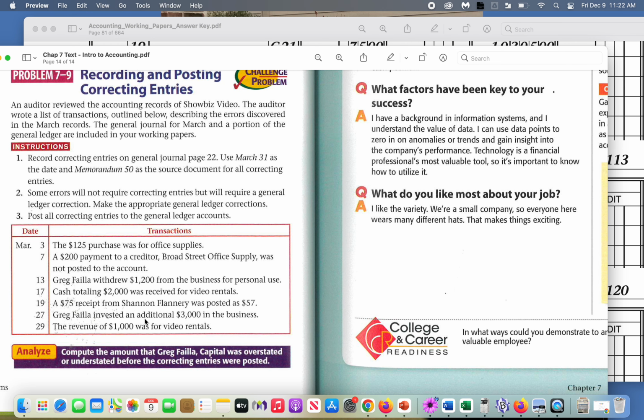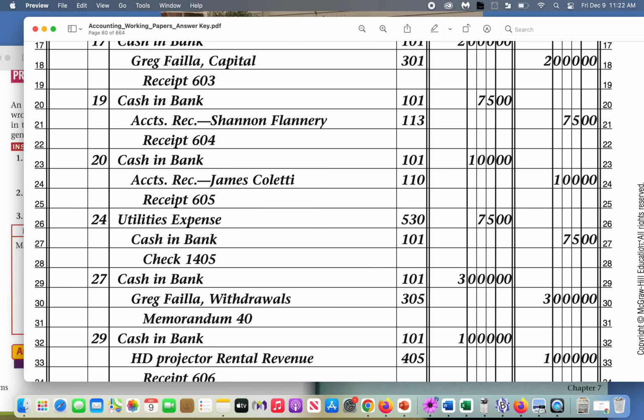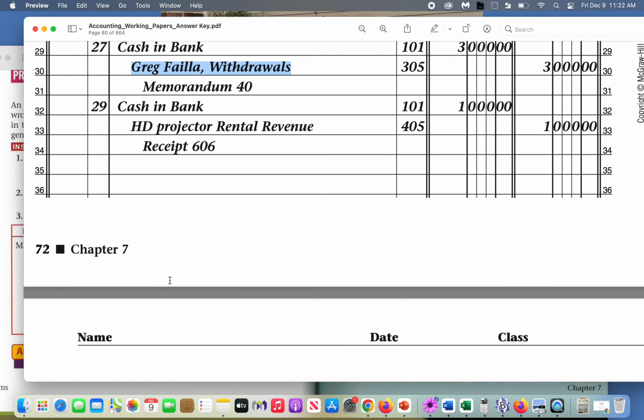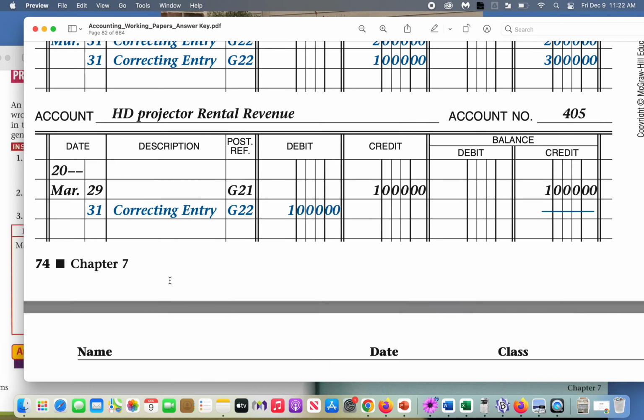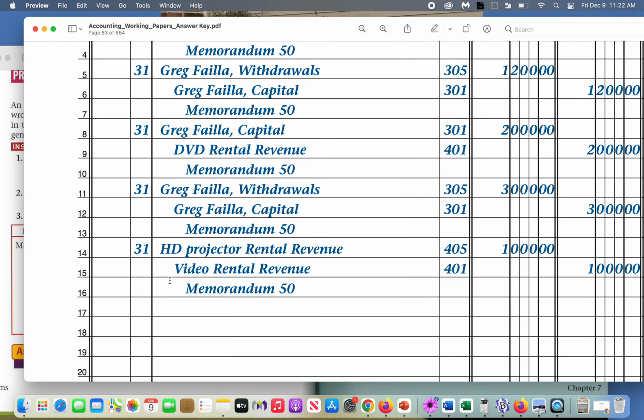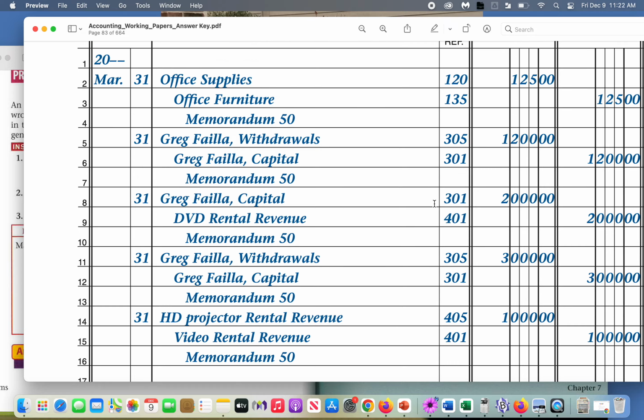Greg invested an additional $3,000 in the business on the 27th. Let's see what we have wrong here. Cash and bank, wonderful. Oops, there's where I screwed up, withdrawals. That all investments are capital. So to save time again, I know we posted incorrectly. So we have to create an entire new journal entry because we did both wrong. And here we go. I didn't want to credit withdrawals. I needed to credit capital. So I need to debit back my withdrawals, 3,000, and credit capital, 3,000.